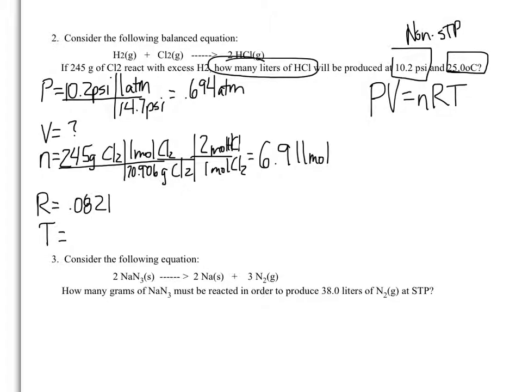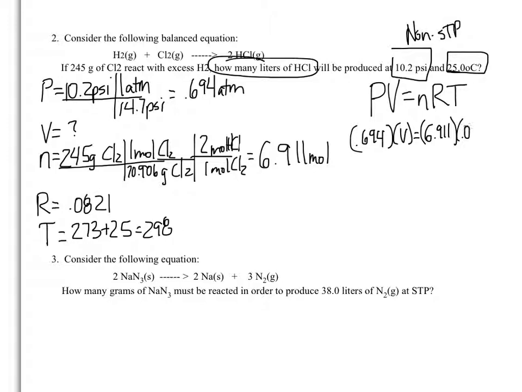And T. Let's go with Adam. What's my T? 298. And how'd you get that? 274 plus 1.5. Then you plug it in. P is 0.694. You're solving for V. You got 6.911, whatever's in your calculator, times 0.0821 times 298.